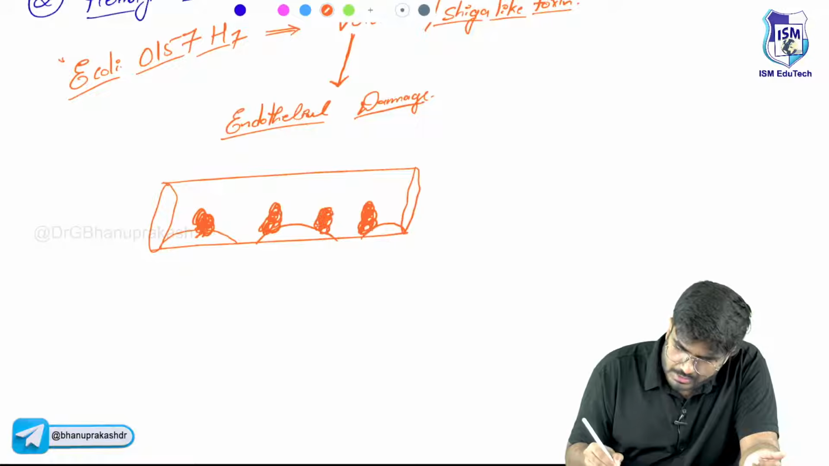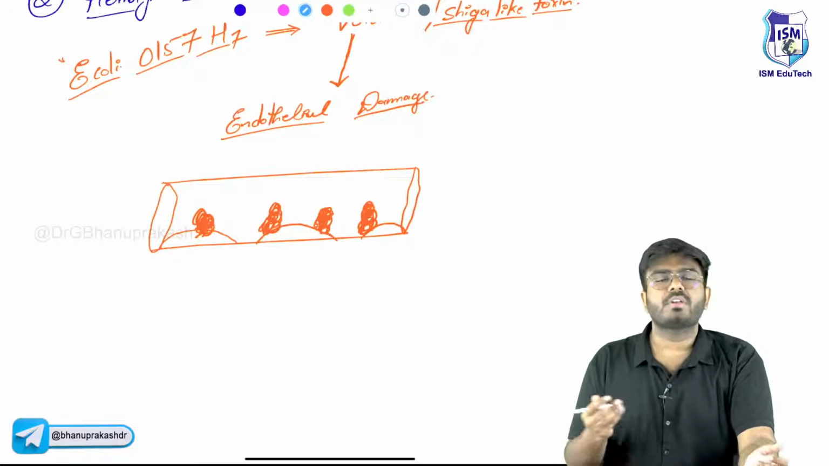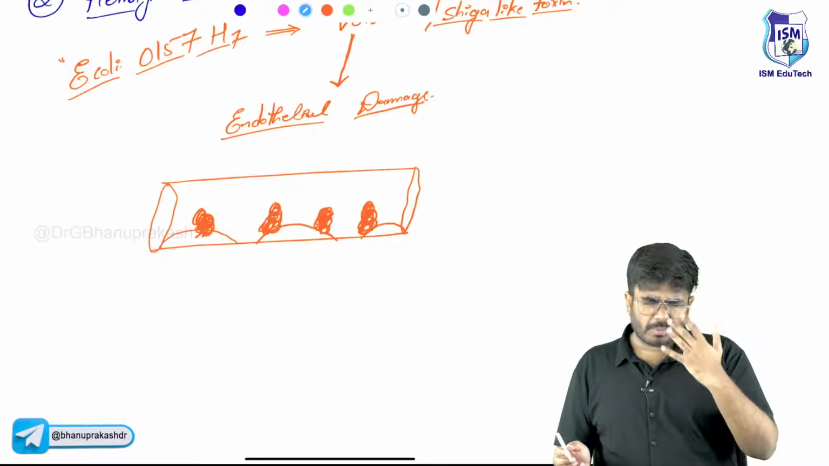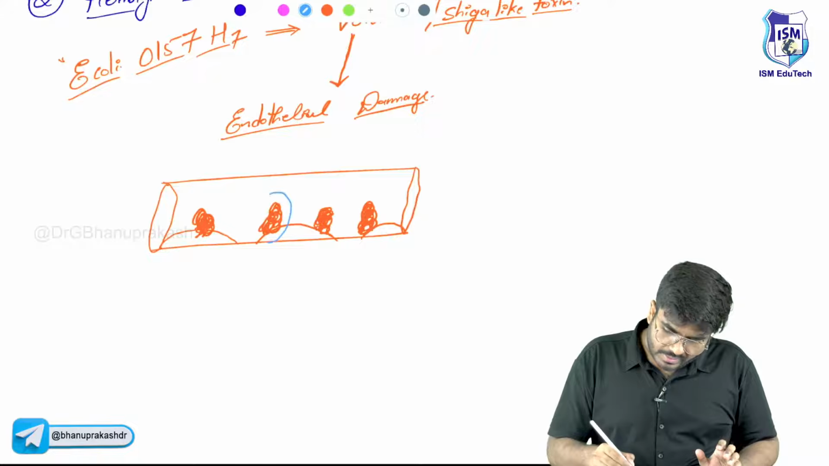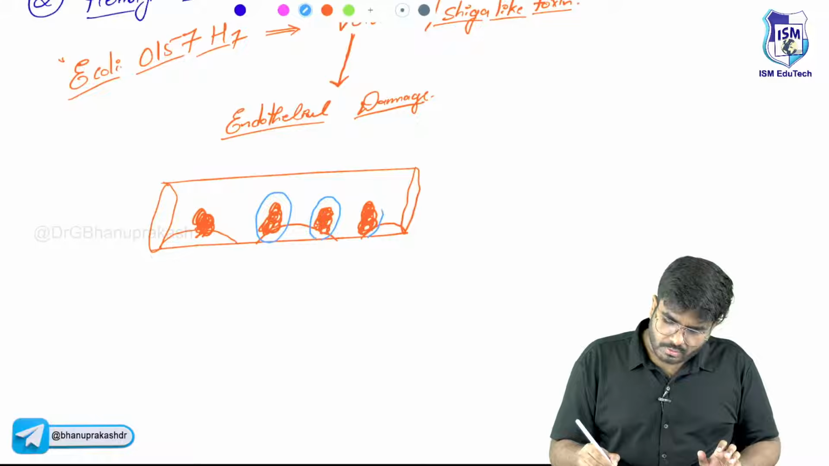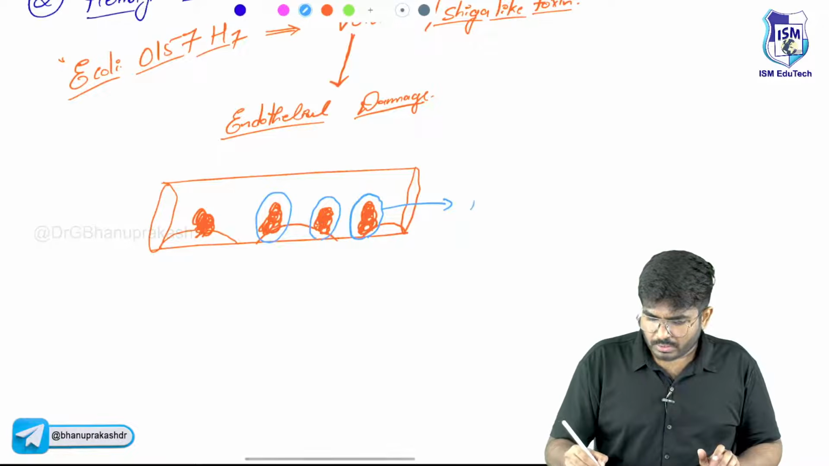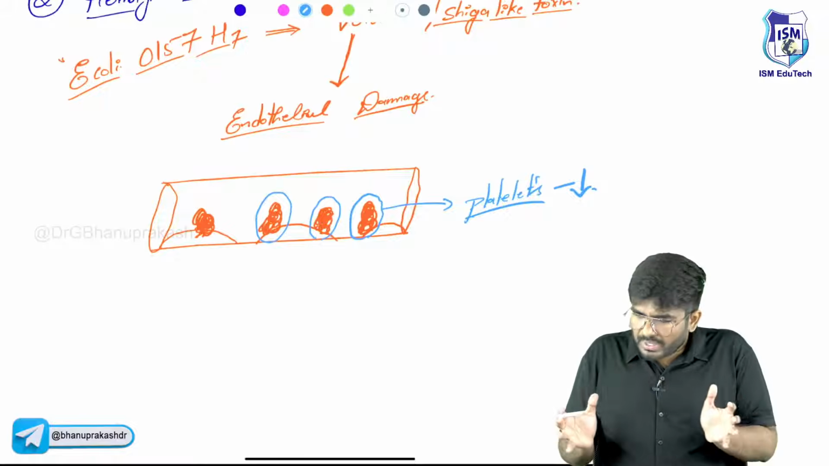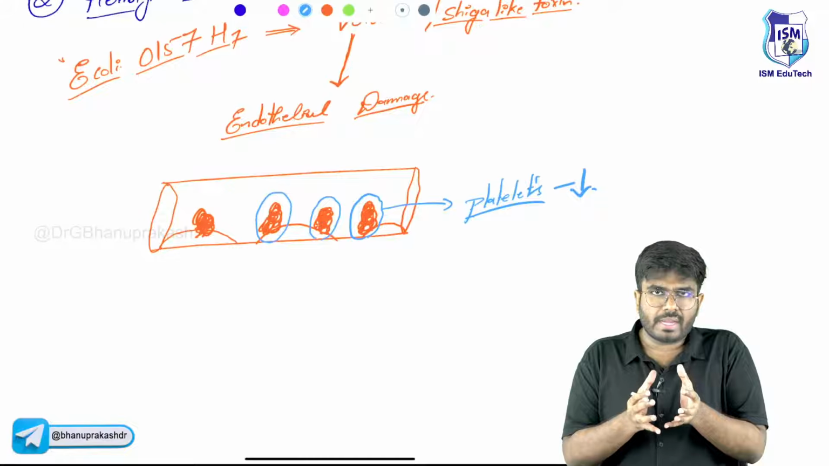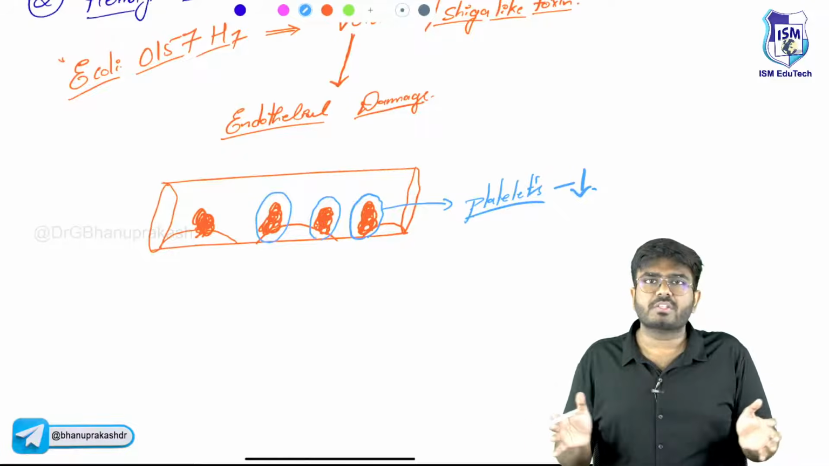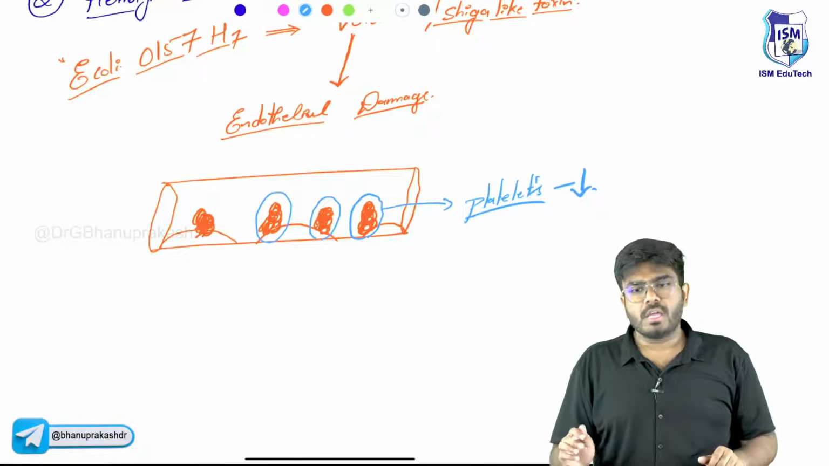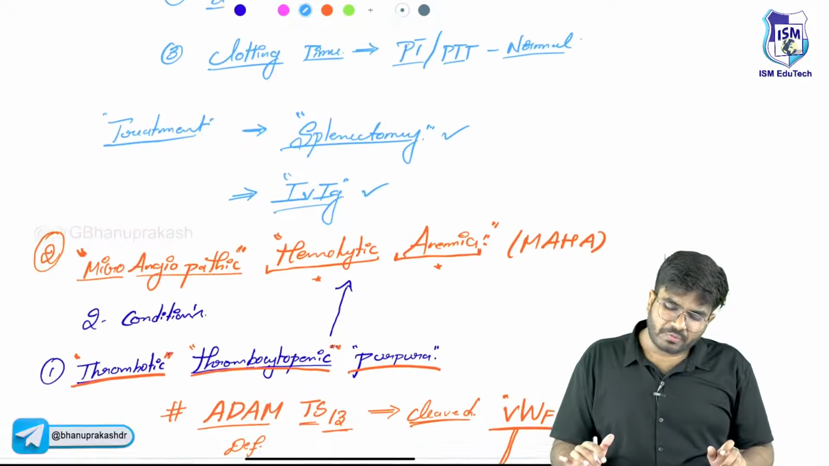So what will these platelet thrombi do? What happened to the number of platelets? Platelets in the blood are going down because all the platelets are involved in the formation of the thrombi. Unnecessarily, all the platelets are used up for the formation of the thrombi. So what happened to the platelets? Thrombocytopenia.